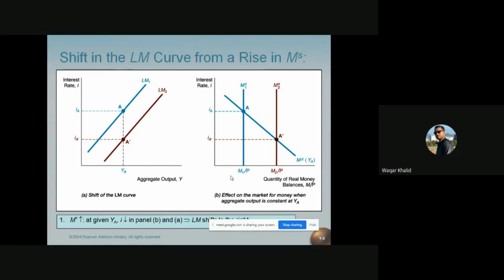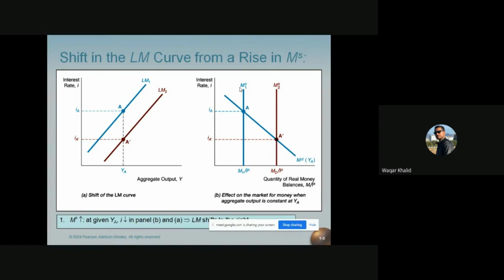Panel B contains a supply and demand diagram for the market for money. We have the money demand when output is YA, and we have money supply MS1 and MS2. It depicts the equilibrium interest rate initially as IA.